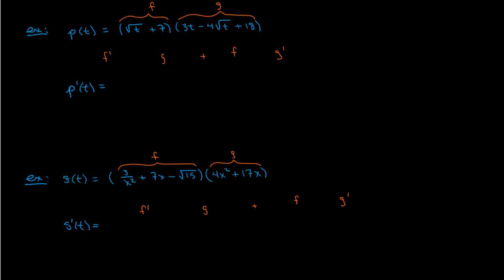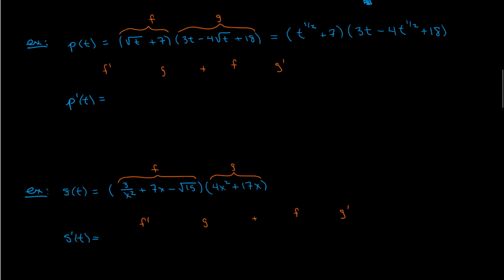Okay, so hopefully you actually paused the computer and tried working this out. In order to compute the derivative, what I'm first going to do is rewrite the square root of t as t to the 1/2 plus 7 times, we have 3t minus 4 times t to the 1/2 plus 18. So I'm going to rewrite this so that I now have rational exponents, instead of a bunch of radical signs. I have my f and g. So there they go. All right, the formula was already written down. It's f prime g plus f g prime.